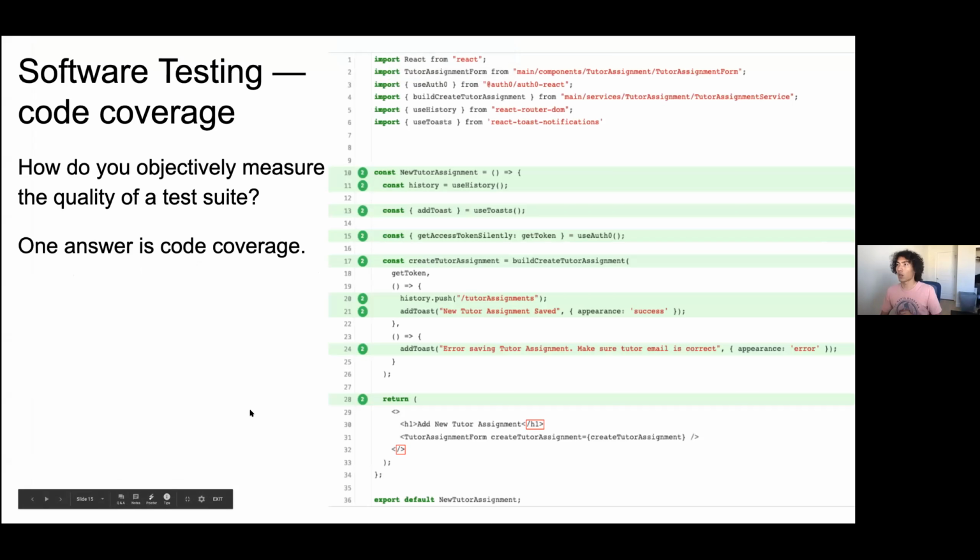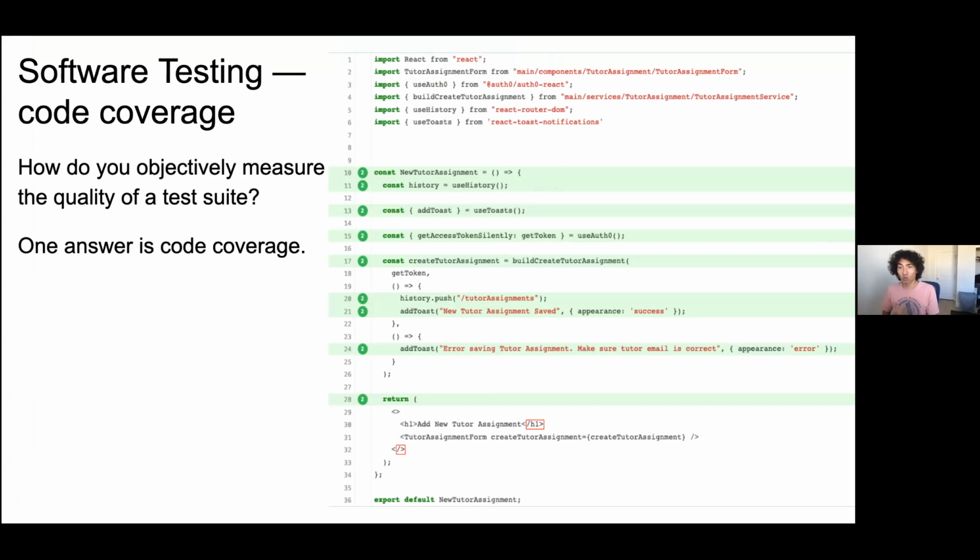Another topic that I would like to go over quickly, and let me hide the floating meeting controls, is code coverage. Basically, the question we had was, how do you objectively measure the quality of a test suite? And one of the many answers is code coverage.